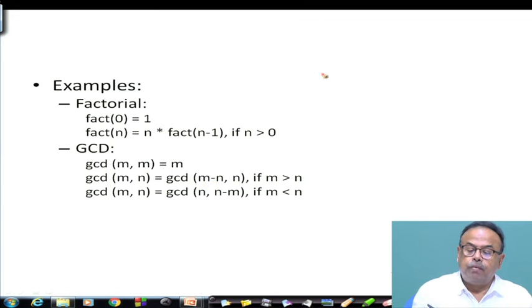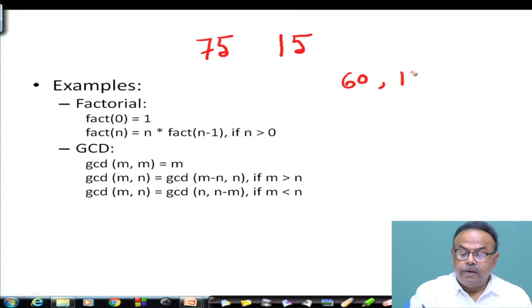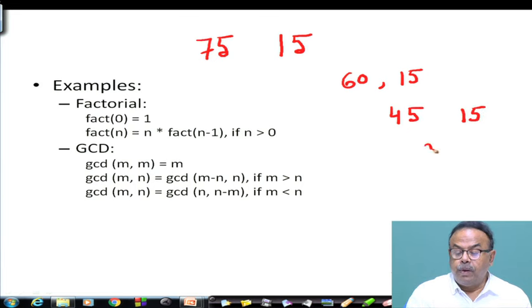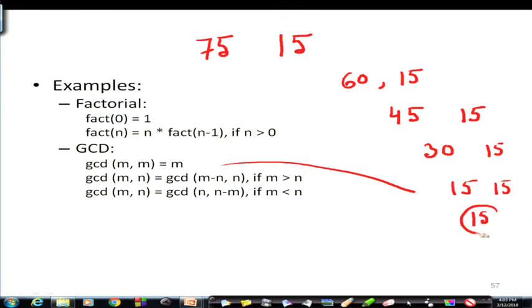So, for example, GCD of 75 and 15 will be GCD of 60 and 15. GCD of 60 and 15 would be GCD of 45 and 15. GCD of 45 and 15 would be GCD of 30 and 15. GCD of 30 and 15 will be GCD of 15 and 15. Now, I have got the stopping condition that GCD of the same number will be 15. So, my result will be 15.